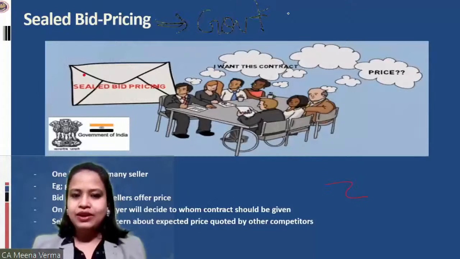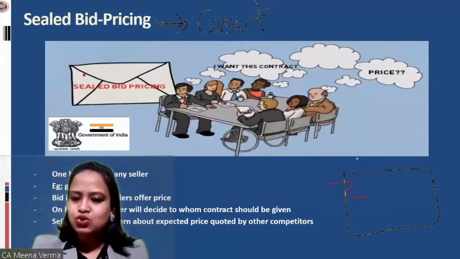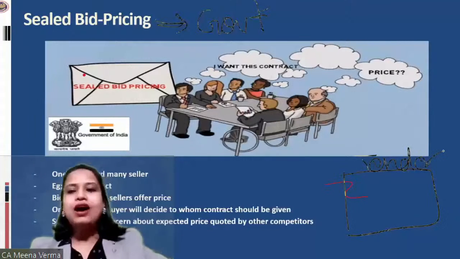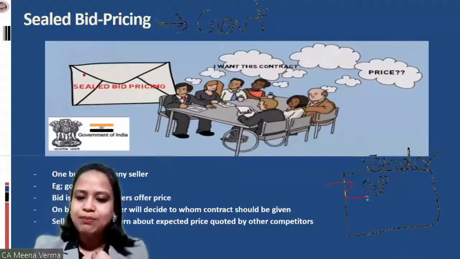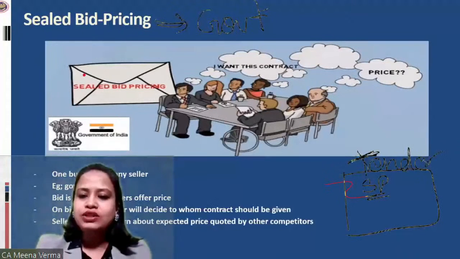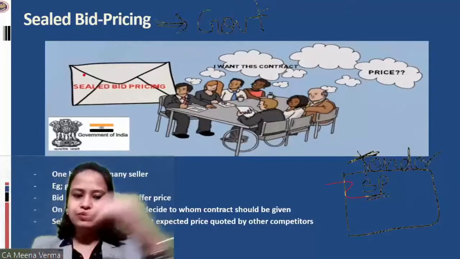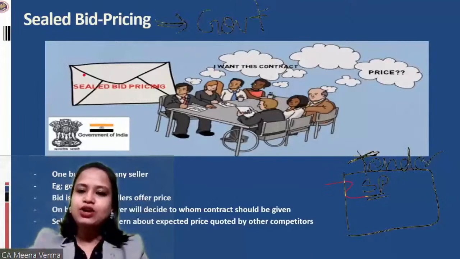Now in this case, the government, like defense or another government organization, issues a tender. Now what is a tender? The government issues a tender with an offer request, and they ask the suppliers to quote their selling price. They ask different competitors, different suppliers, to quote their price.